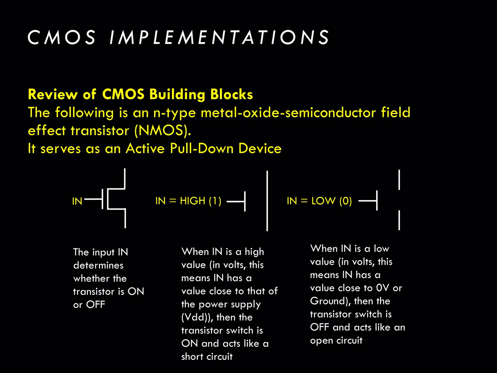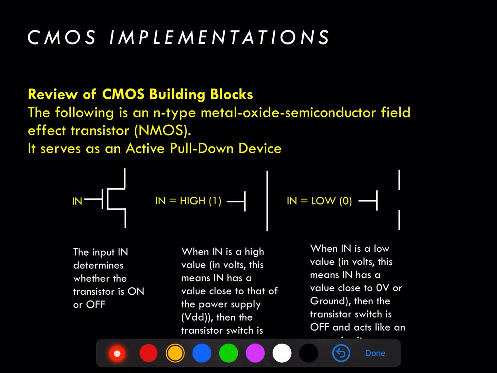For an NMOS transistor, which serves as an active pull-down device, when the input to the transistor is equal to a high or a 1 value, then the transistor is modeled as a closed switch or as a short circuit, as shown here in the middle diagram. In contrast, when the input is a low or a 0 value in digital language, then the transistor is modeled as an open circuit, as shown in the diagram on the far right.